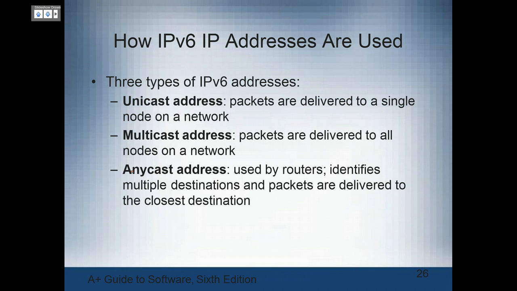The unicast, multicast, and anycast addresses. Unicast goes to a single machine. Multicast goes to a group of machines. A broadcast goes to everybody on that network. An anycast is an IPv6 address used by routers to identify multiple destinations, and packets are delivered to the closest destination.